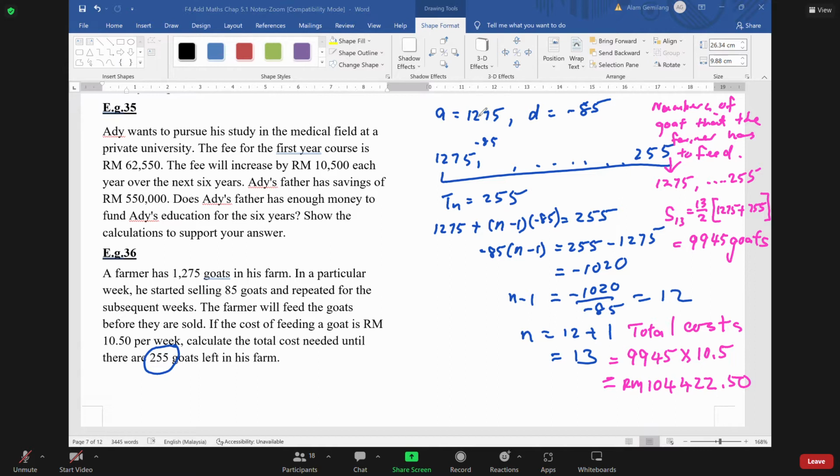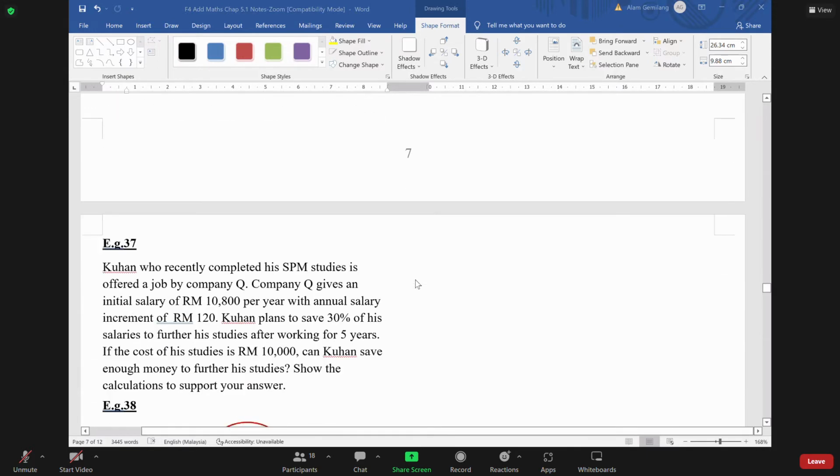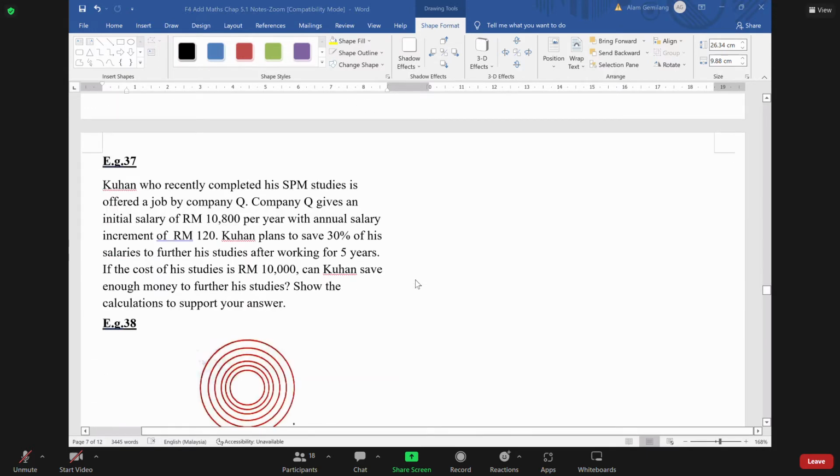Okay. So now we look at the 37 now, yeah. Continue 37. 37. Kuhan, who recently completed his SPM study, is offered a job by Company Q. So Company Q gives an initial salary 10,800 per year. Wow, so cheap only. So low, not even 1,000. 10,800 per year. With annual salary increment of RM 120.